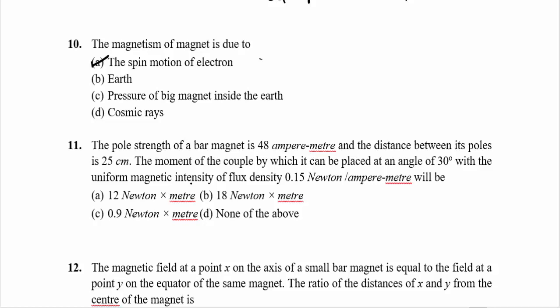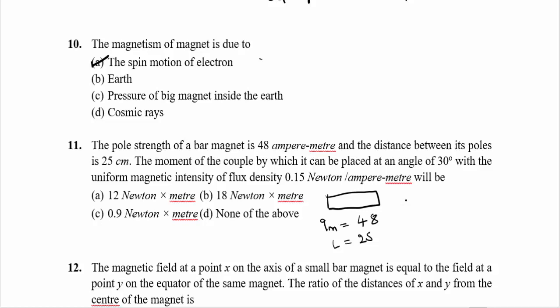Okay, 11th question. The pole strength of a bar magnet is 48 ampere meter and the distance between its poles is 25 centimeter. I will draw the bar magnet. This is a bar magnet. Pole strength is given as Qm equal to 48. The distance between the poles, you can write as capital L, is 25 centimeter. Now you are asked to calculate the moment of the couple acting on it when it is placed at an angle of 30 degree.